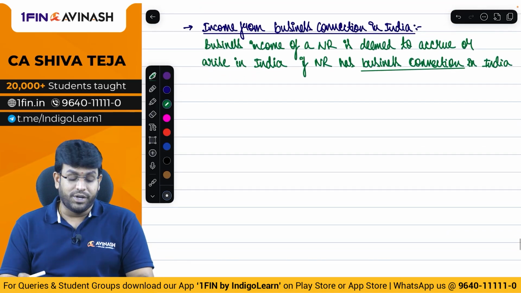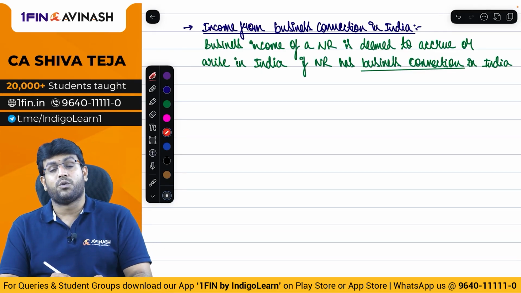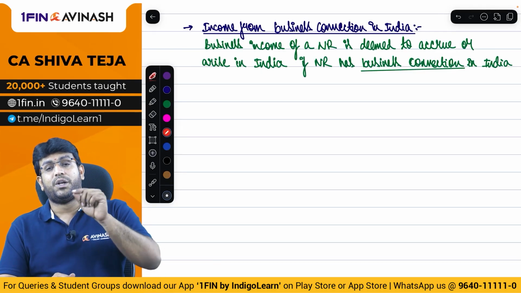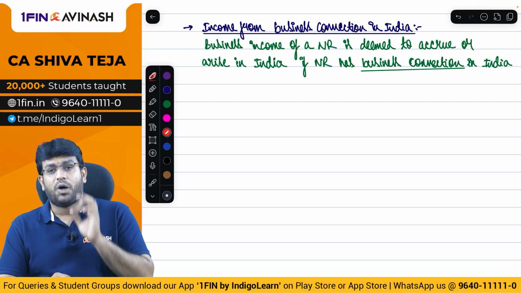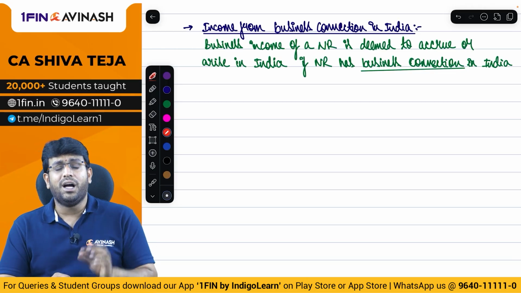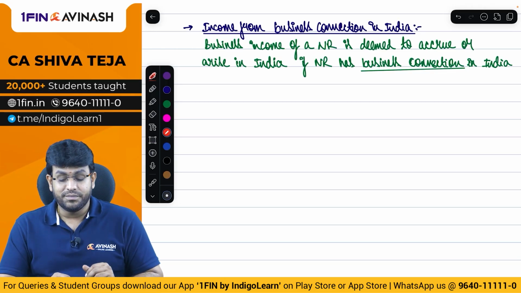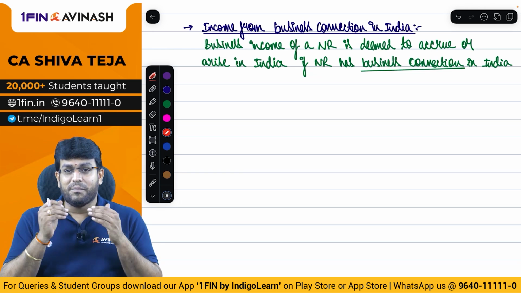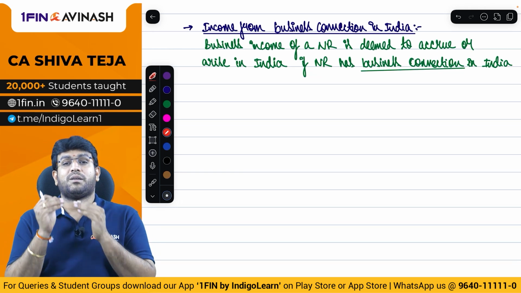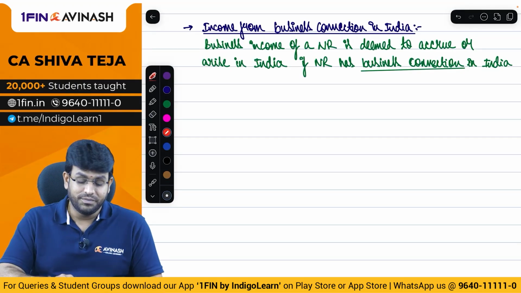Come on friends, what is the line I just told? Business income of a non-resident, one more time I repeat, what is the line? Business income of a non-resident is taxable in India only if the non-resident has business connection in India. Business connection in India covers various circumstances. And only if you have business connection is the business income of a non-resident taxable. Very, very important points.